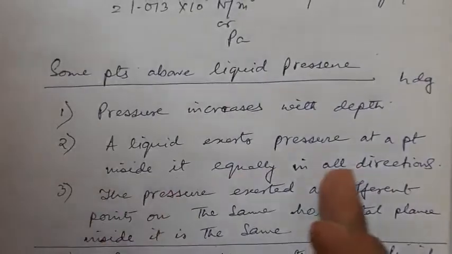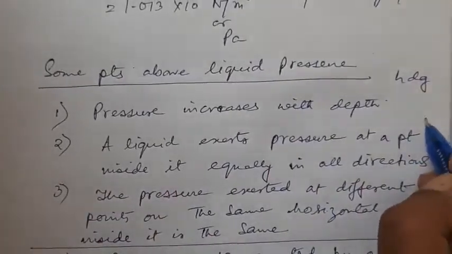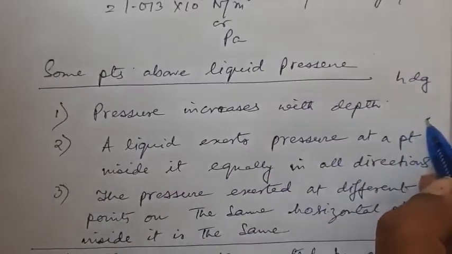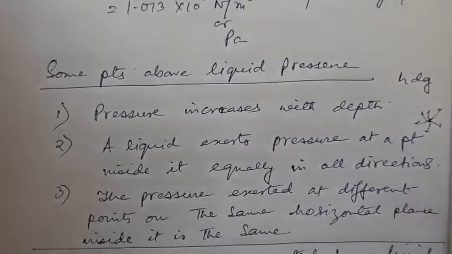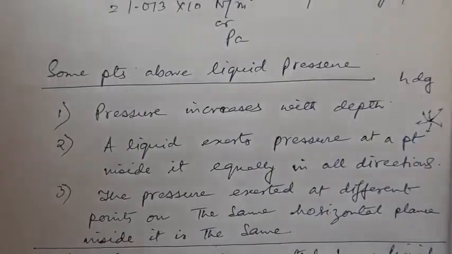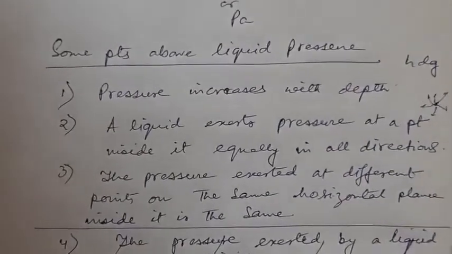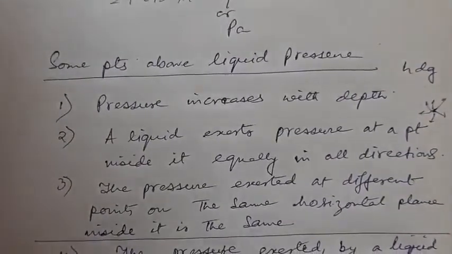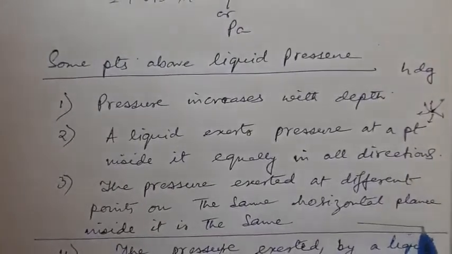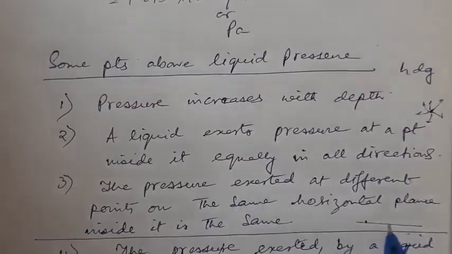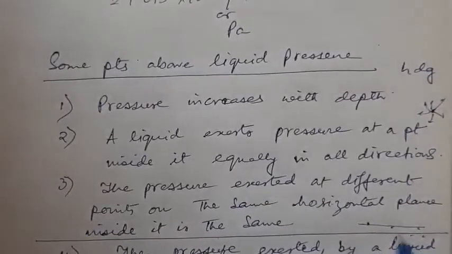Number 2, liquid exerts pressure at a point inside it equally in all directions. From a particular point, the pressure exerted by the liquid is the same in all directions, all directions meaning in a 3-dimensional frame. Now point number 3, the pressure exerted at different points on the same horizontal plane inside it is same. So if this is the horizontal plane, the pressure exerted at this point and this point and this point will all be of the same value.